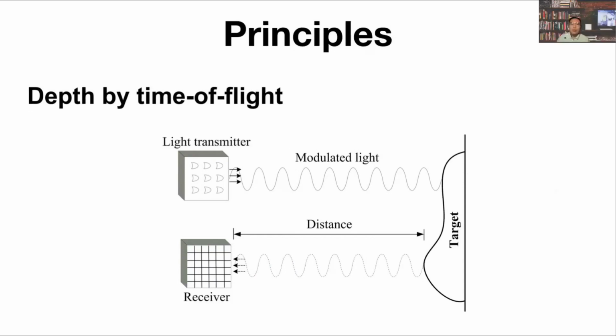The time of flight method, or ToF method, estimates the target distance by measuring the flight time of optical signals. The sensor consists of a light transmitter and a light receiver. The light transmitter emits modulated light onto the target surface, and the receiver senses the reflected light. The round-trip time can be measured directly or computed by signal processing.